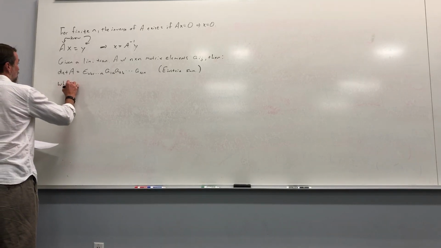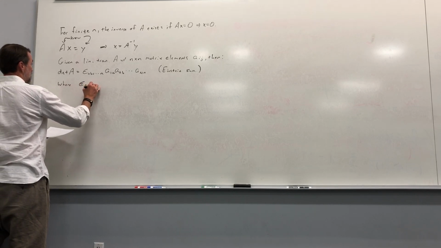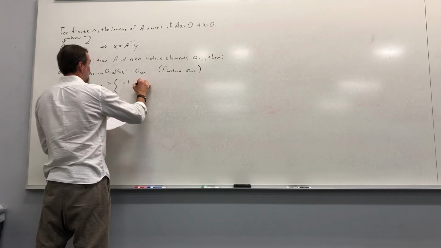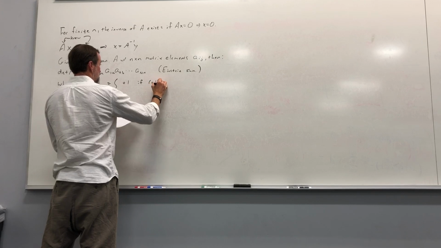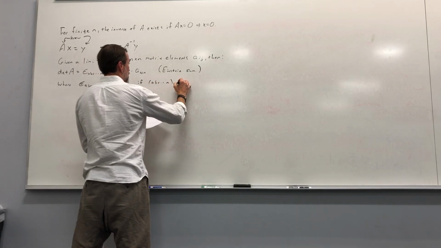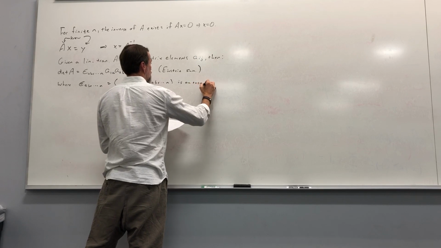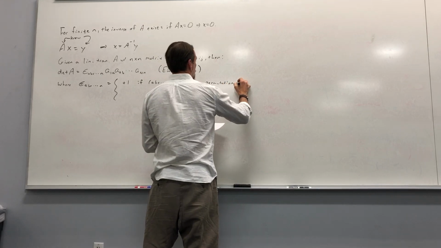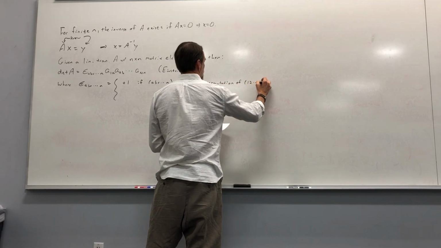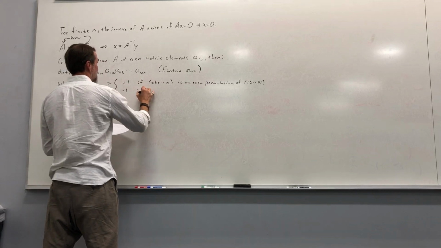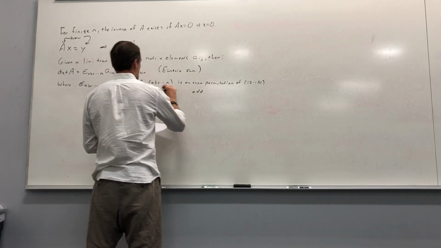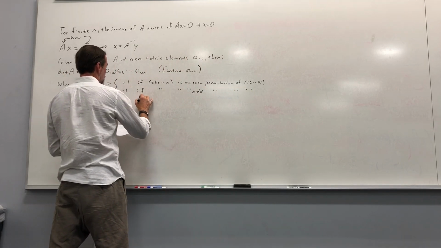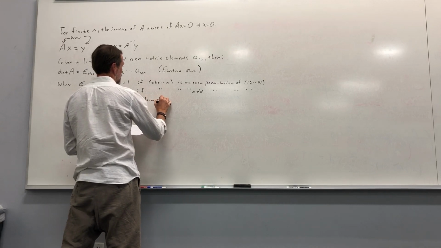Where this quantity, epsilon A, B, C, dot, dot, dot, n, is plus 1 if A, B, C, dot, dot, dot, n is an even permutation of 1, 2, dot, dot, dot, n, minus 1 if it's an odd permutation, and 0 otherwise. Okay?